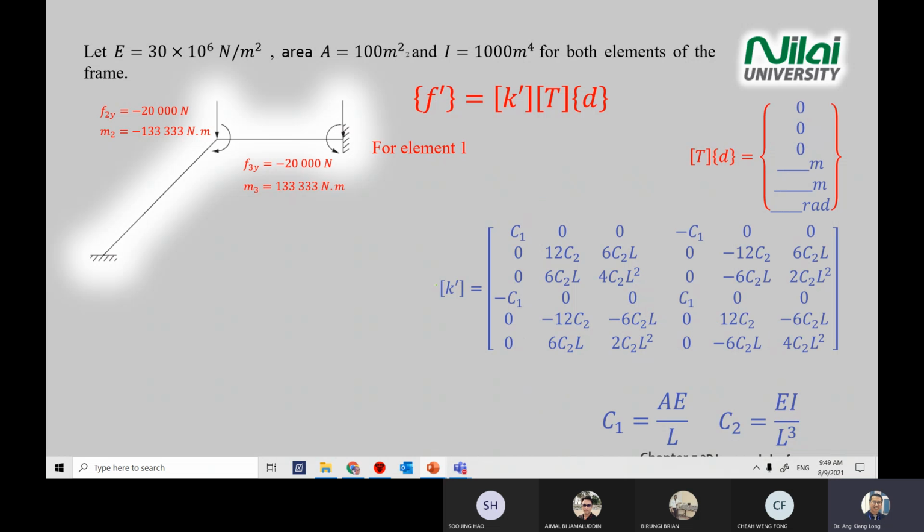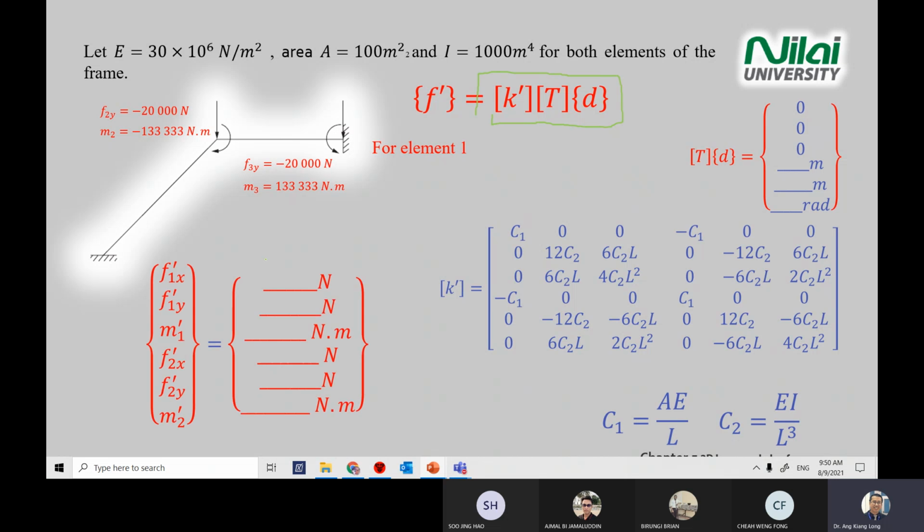Okay, so this K prime matrix is standard already. You just need to plug in the values inside the matrix. So you calculate C1, you calculate C2, then plug them into the matrix, then use the online tools to complete the triple multiplication of the matrices. All right, at the end, you will get the element force, the F prime.